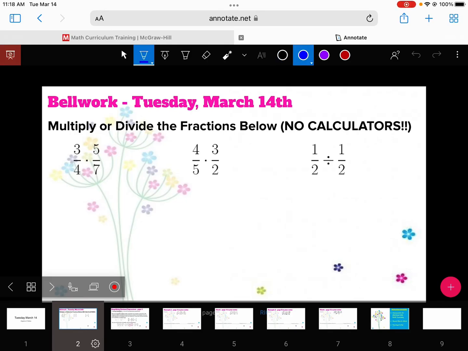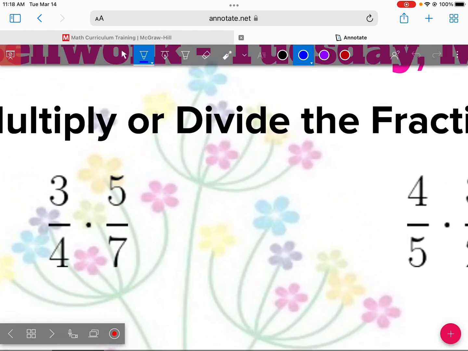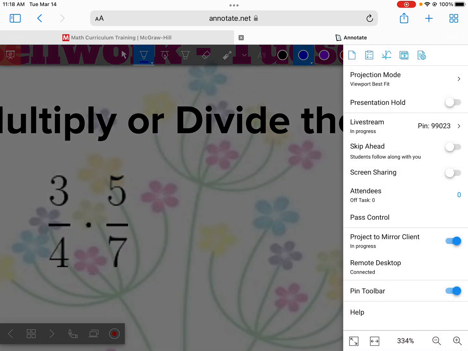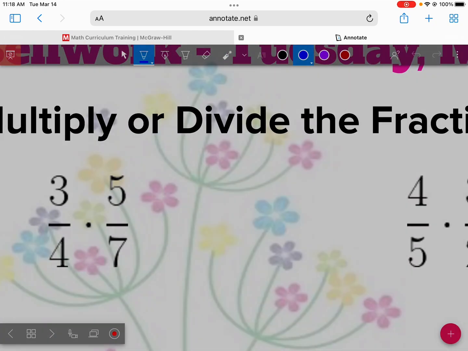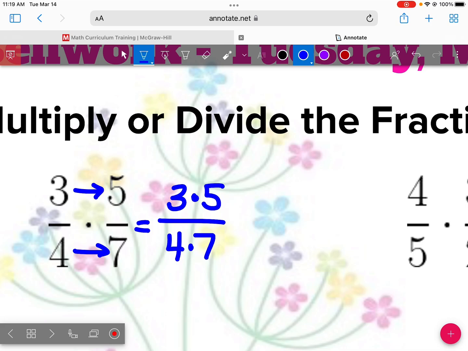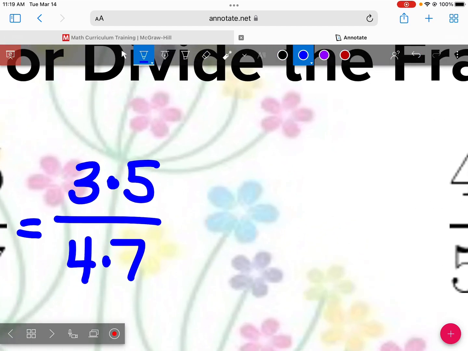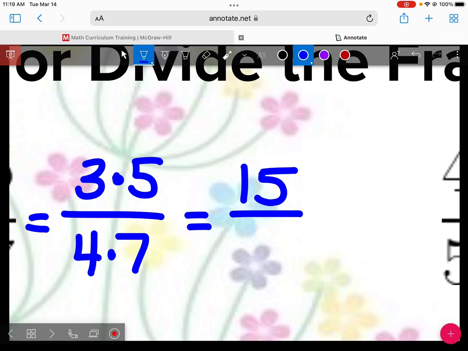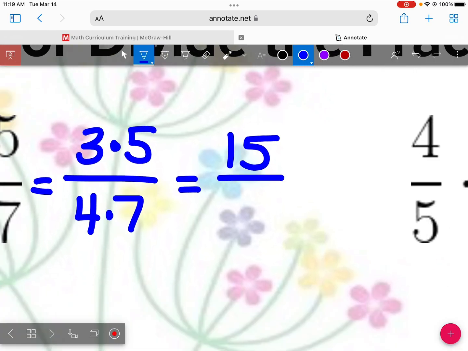How do we multiply fractions? Straight across. Oop, let me fix that. So we're going to multiply 3 times 5. And we're going to multiply 4 times 7. 3 times 5 would give me what? 15. And 4 times 7 gives me 28.